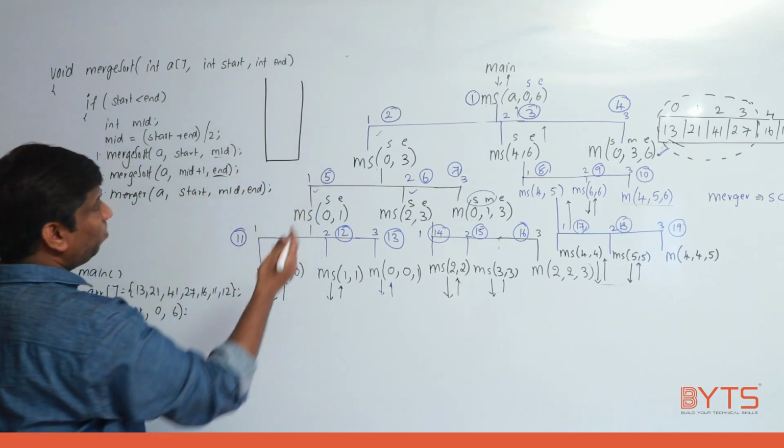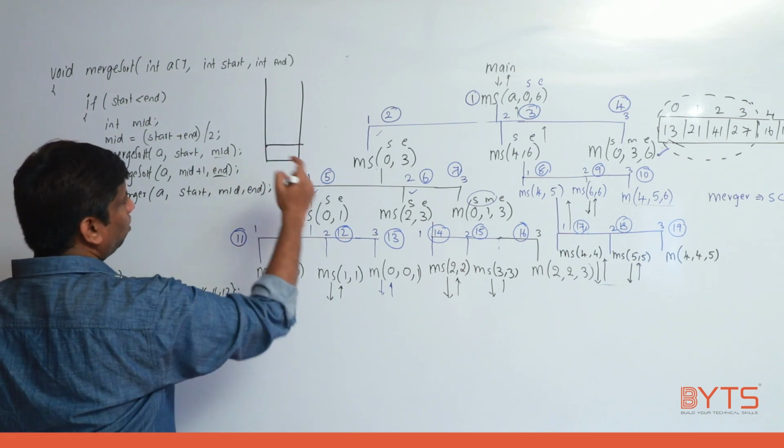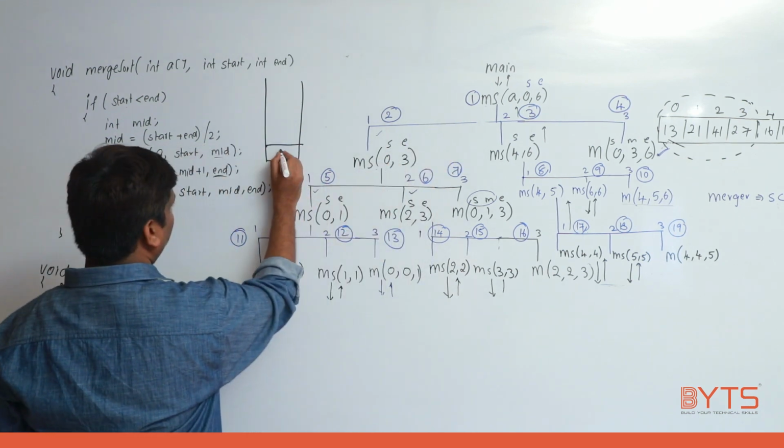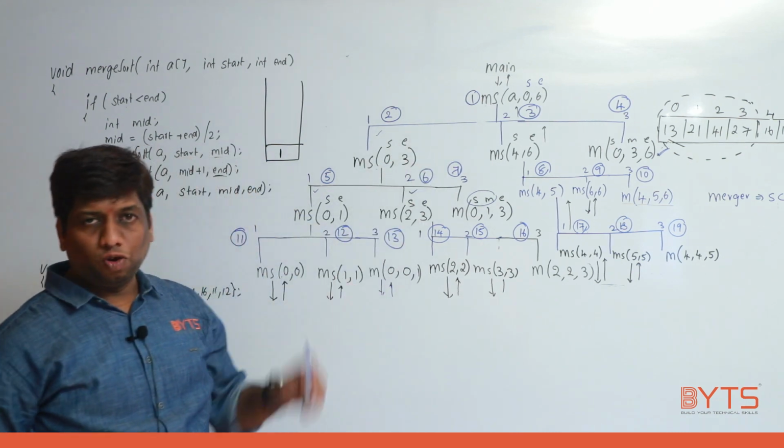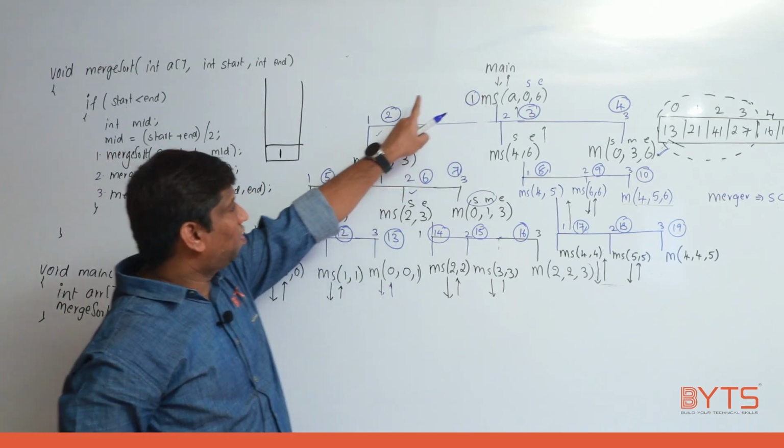First, main is there. Main will call which function? Function 1. Okay, fine. So function 1, try to understand how the flow will be there. Function 1 will call which function? Function 2.